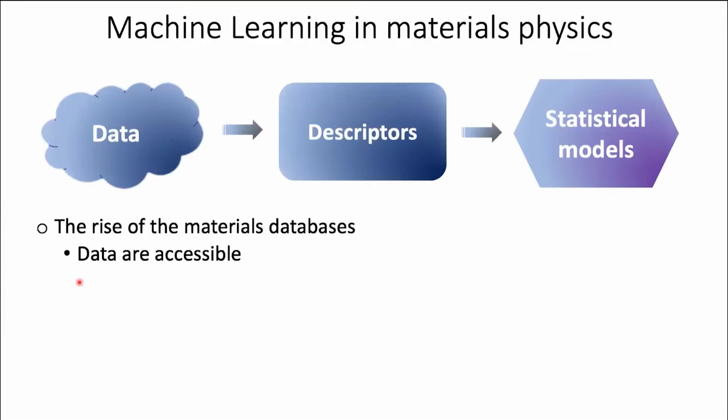And for the data, there has really been a huge increase in databases for materials that exist nowadays that are easily accessible online, which is one of the reasons that this ML for materials is really booming.